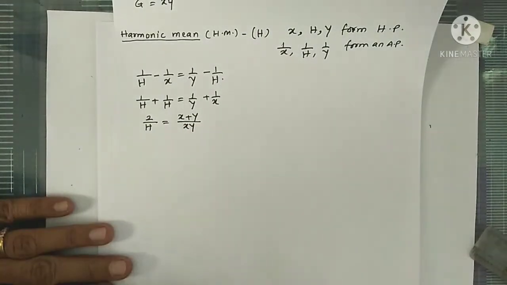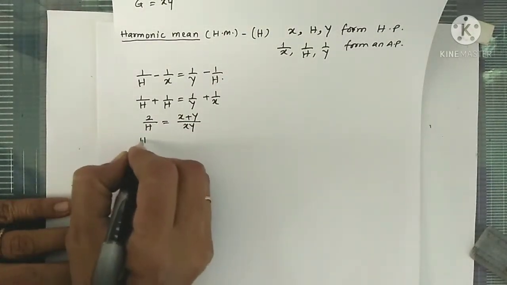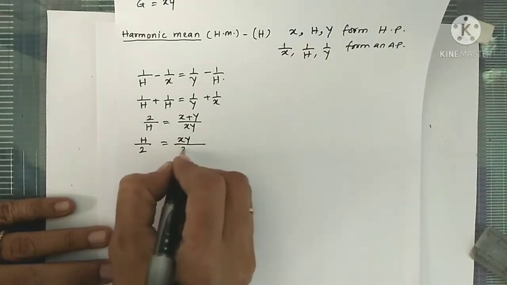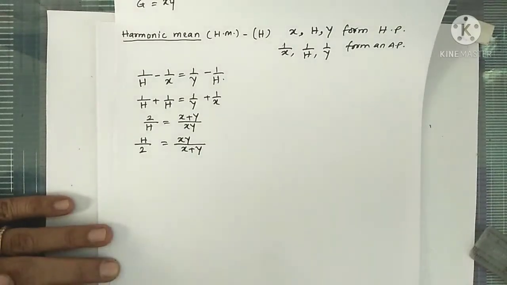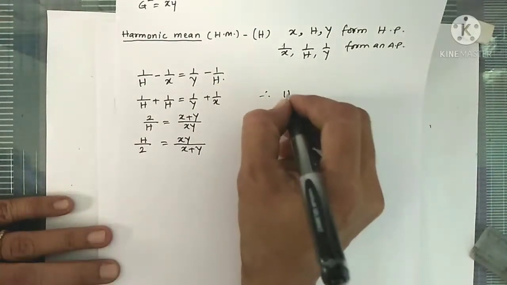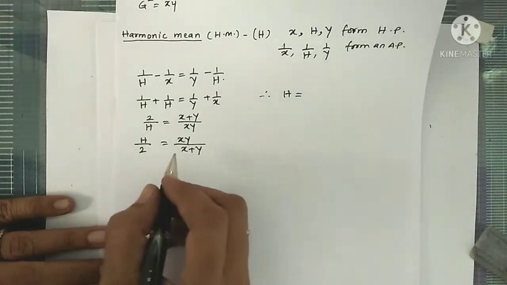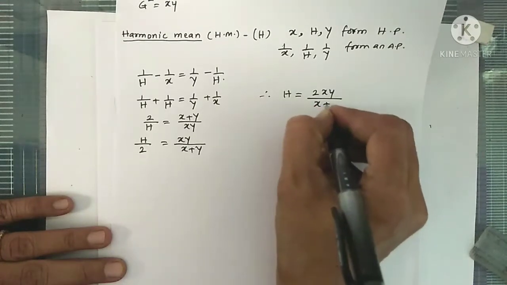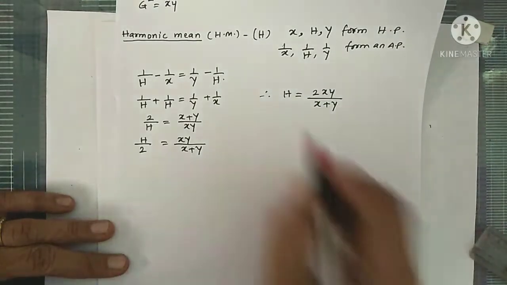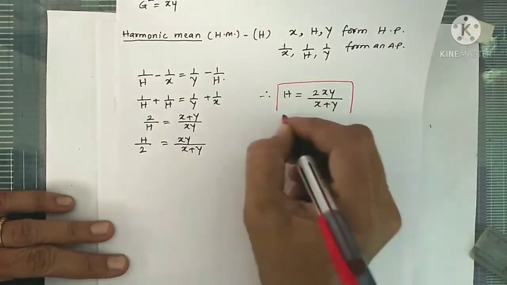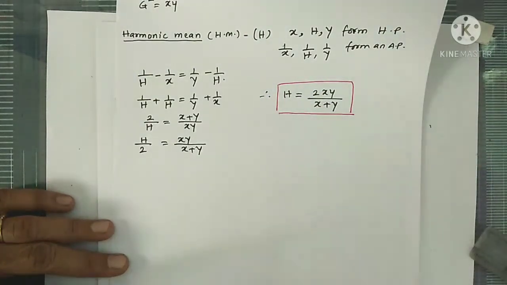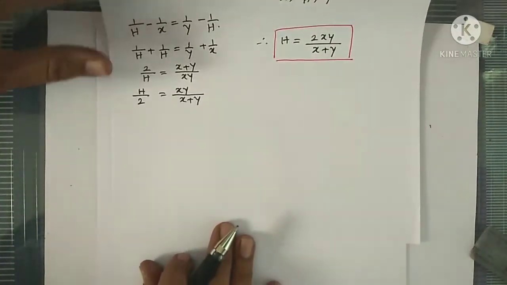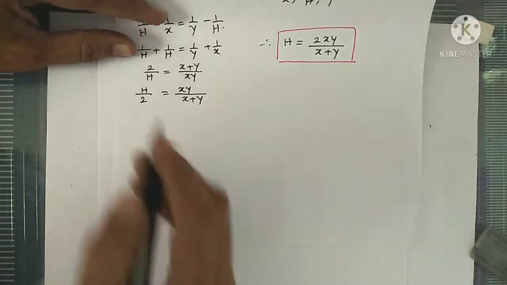Since we want to find out value of H, let's take reciprocal of both the sides. So H by 2 is equal to, interchanging numerator and denominator, xy upon x plus y. Therefore formula for H, we have to multiply both sides by 2. So we have H equal to 2xy upon x plus y. So this is formula to find harmonic mean of two numbers. So arithmetic mean is their average, (x plus y) by 2. Geometric mean is root xy and harmonic mean is 2xy upon x plus y.